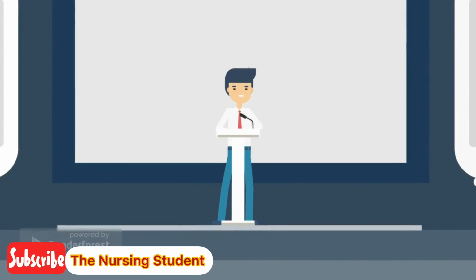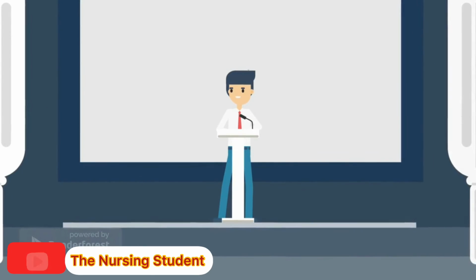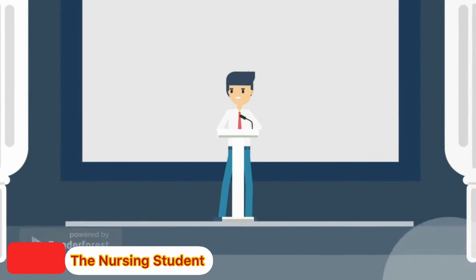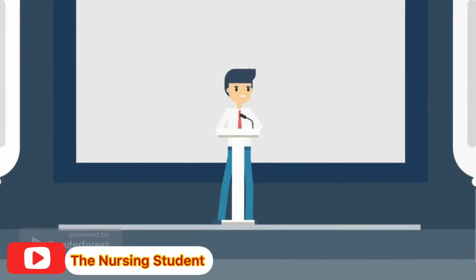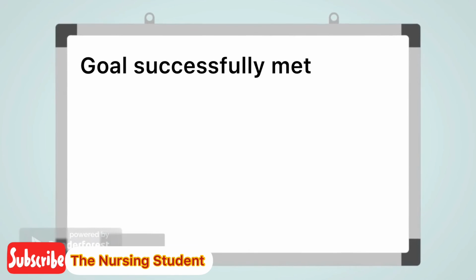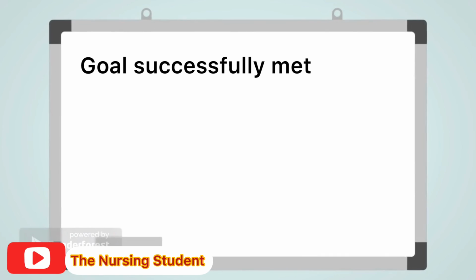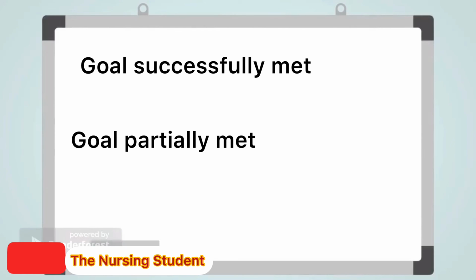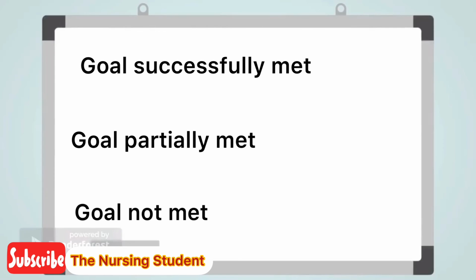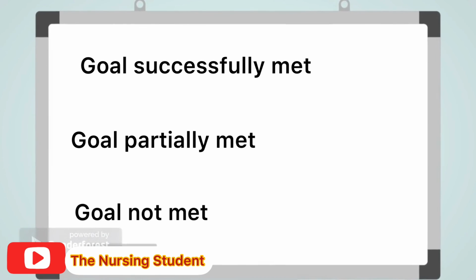So the only thing that I will talk about here is what to say when you've evaluated your goals. If the goal was achieved or if you were successful, you just go with goal successfully met or goal achieved. If the goal is partially achieved, you just go with goal partially met. And if the goal wasn't achieved, you just go with goal not met or goal not achieved. Then you bring your date and your time that you evaluated it.